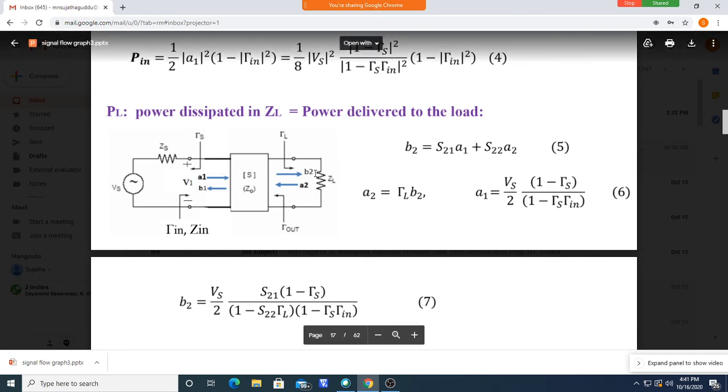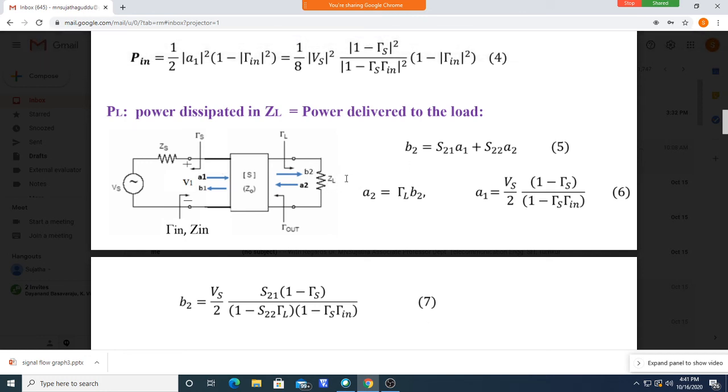B2 is the wave incident on this ZL. It's correct, B2 wave is coming. We always speak about a wave first, and afterwards you get the power. One half of magnitude of B2 squared gives the power of this wave. So wave B2 is incident over this load. But a part will be reflected back, and B2 will not be fully delivered to the load. Automatically, the power in this A2 we cannot consider.